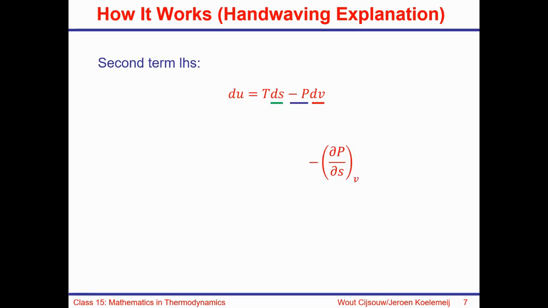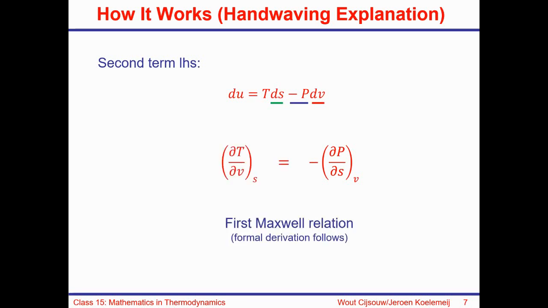Now, the Maxwell relation is basically the equality between these two terms that we just so hand-wavingly derived. And what you see here, this partial derivative dT/dV for constant entropy being equal to minus dP/dS for constant specific volume, this is the first Maxwell relation. And in total, we will see 4 Maxwell relations during this course.